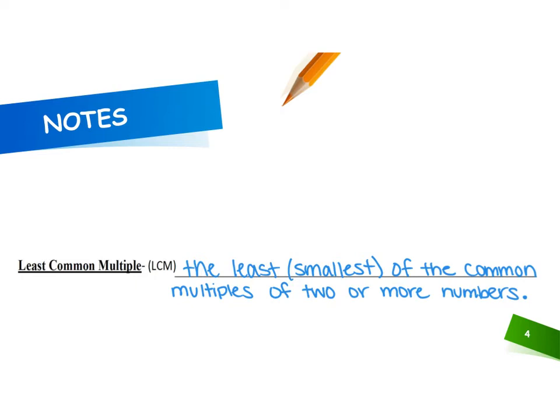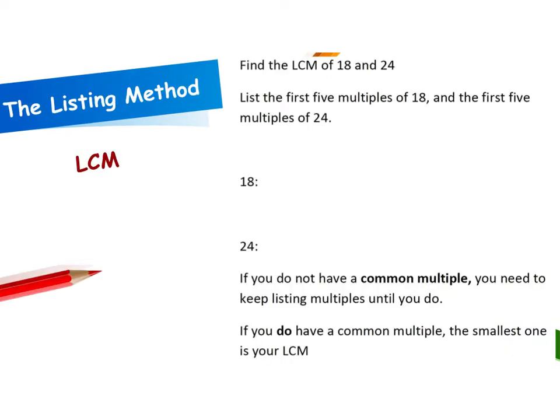There are two primary ways to find the LCM of a set of numbers. First, we'll look at the listing method. We're going to find the least common multiple of 18 and 24 using the listing method. First, we have to list the first 5 multiples of 18 and the first 5 multiples of 24.